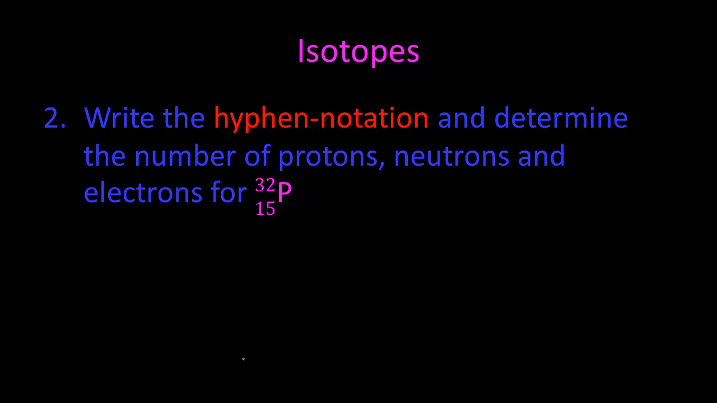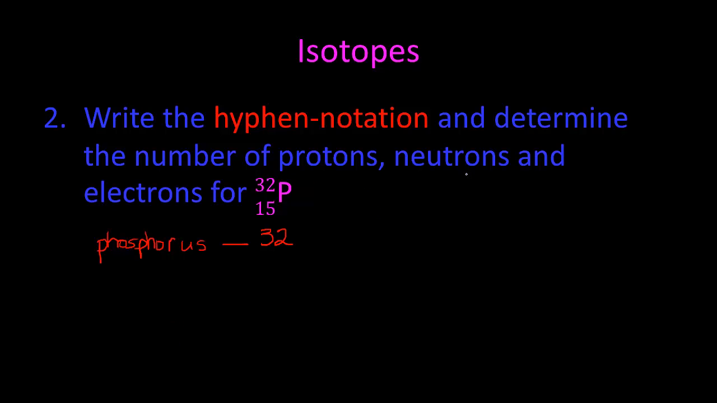Now it says, write the hyphen notation and determine the number of protons, neutrons, and electrons for this chemical. Now P stands for phosphorus. So our hyphen notation, we always write the element name first, phosphorus, and then a dash, and then the mass number. Our mass number is right here, so it's 32. So the hyphen notation for this chemical is phosphorus-32.